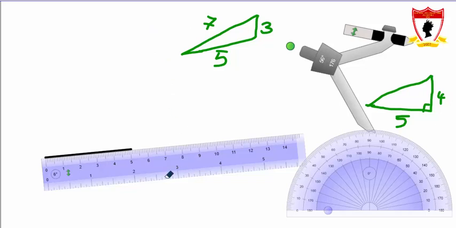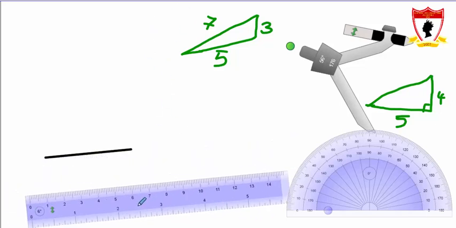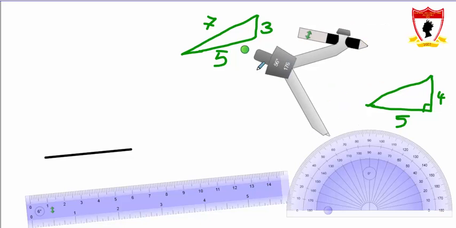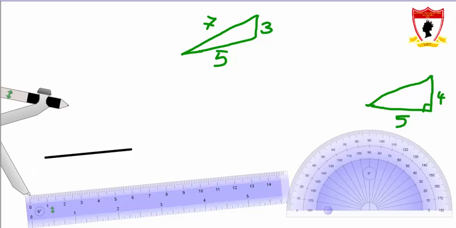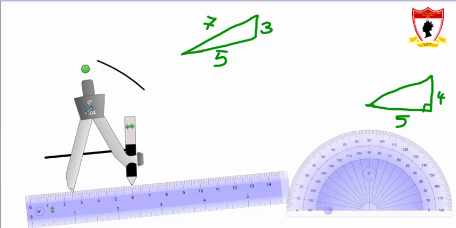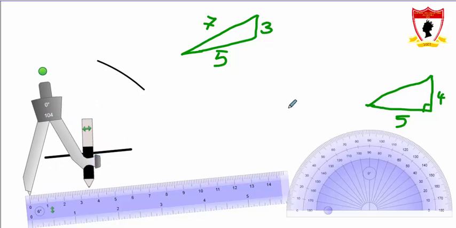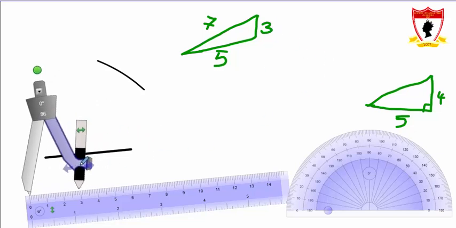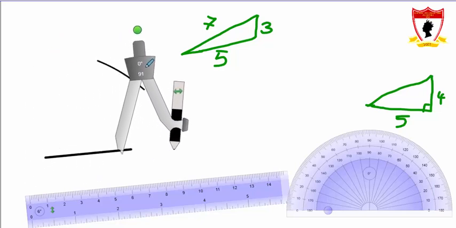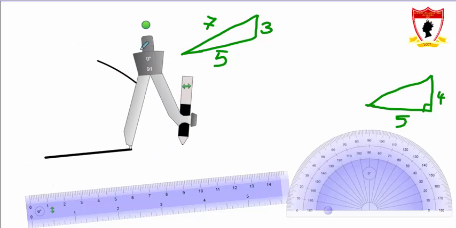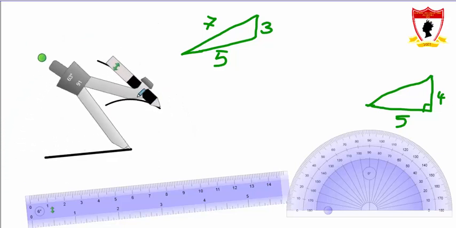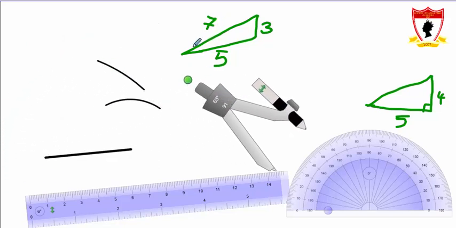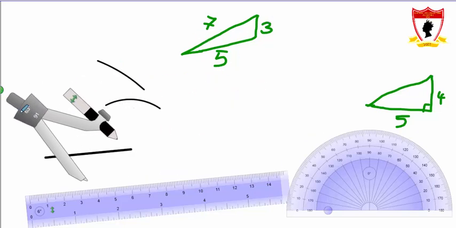Now it's 5, and then it's the perfect time to use compass. Now we need to open the compass 3 centimeters, this 3, and here is 3. Now place the needle here and mark an arc 3 centimeters.